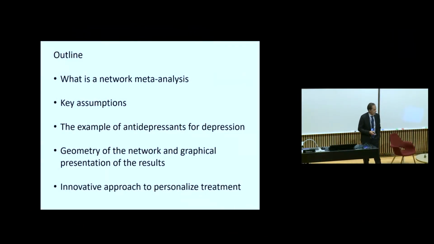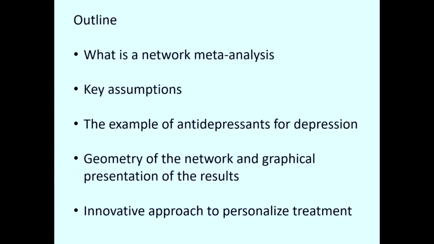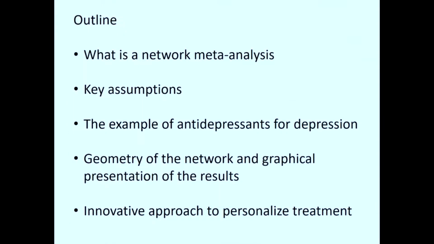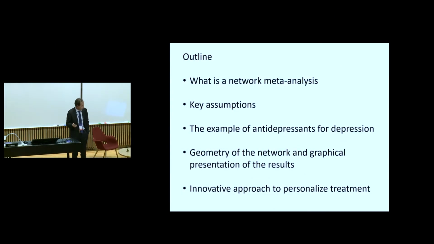I'd like to present the example of antidepressants for depression, because after last night's dinner, I think it would be good to give you a real example of something similar to what we heard this morning about the acute and preventive treatment for migraine. Then two aspects about the geometry and the graphical representation of the results, and then how the network meta-analysis data can be used to personalize treatment.